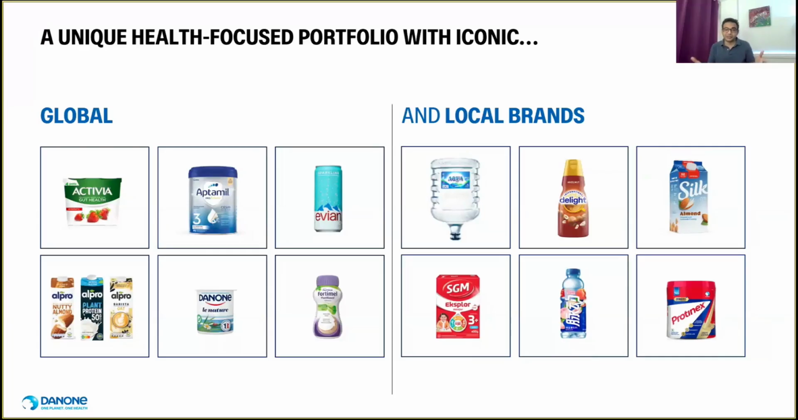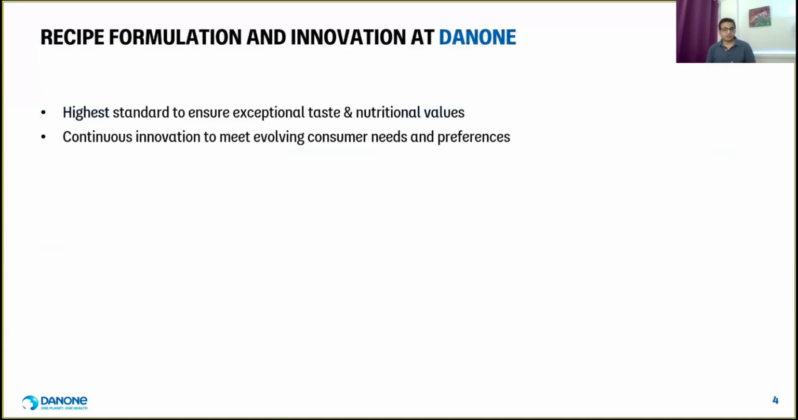Most of our products consist of either food or food derivatives, and of course there is water. That means we deal with a lot of recipes, and when we are working with recipe formulation and thinking about innovation at Danone, we want to maintain the highest standard, which results in very amazing taste, but we also want to maintain very good nutritional value, and we want to continuously innovate based on our consumer needs and what they like.